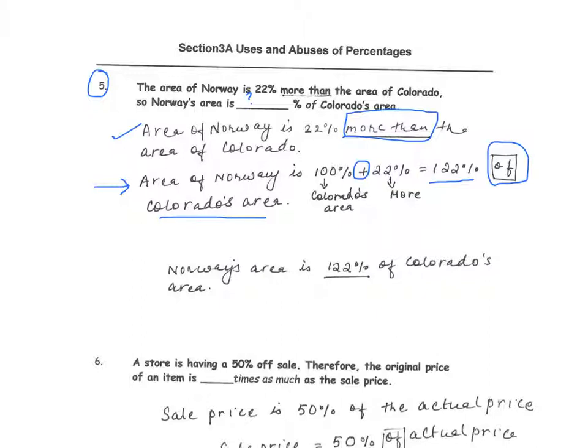So there are different ways of describing the relationship between two quantities. Here we can say the same thing in two different ways. We can say that the area of Norway is 22% more than the area of Colorado, or we can say that Norway's area is 122% of Colorado's area.